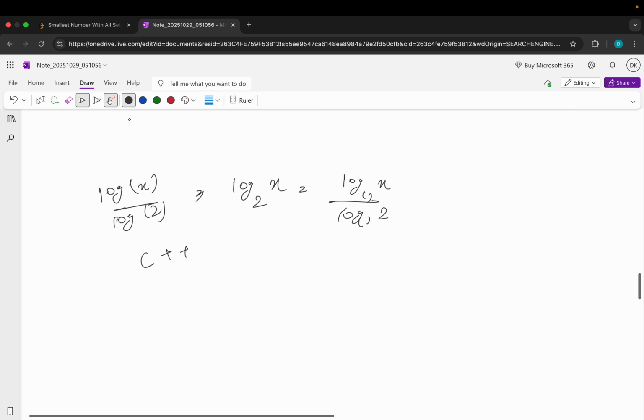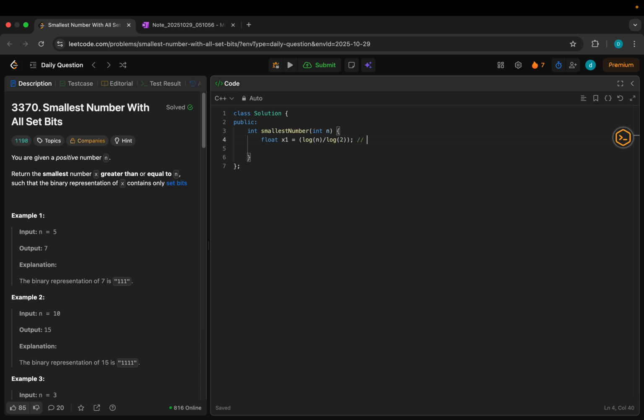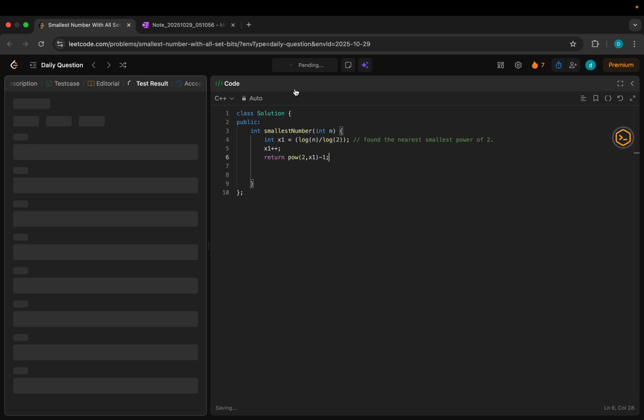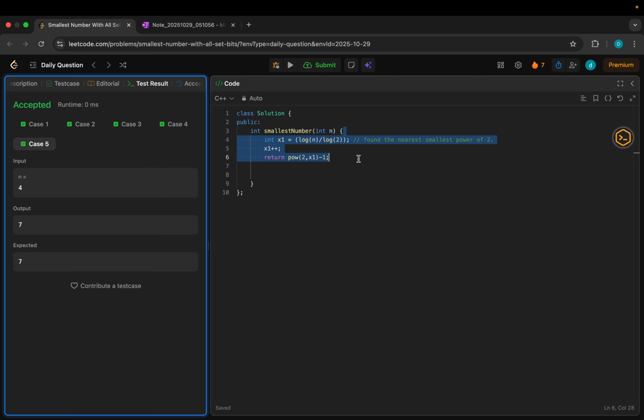Okay, so let's continue. Here we have found the nearest smaller power of 2. Now int x2 is equal to x1. Let us just declare it as x1. We'll just increment x1 by 1, right? Now we'll just return power of 2 comma x1 minus 1. That's it, right?